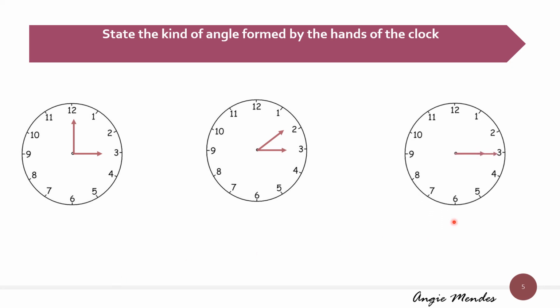And what about this one? When the hour hand as well as the minutes hand is at 3. Is there any angle formed between the hands of the clock? No. In this case, there is no angle formed between the hands of the clock.